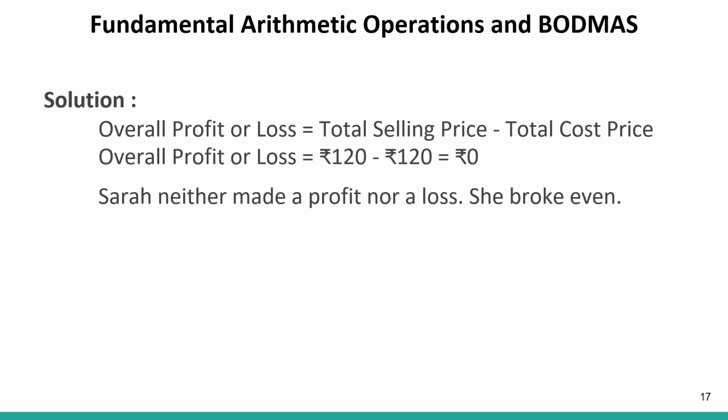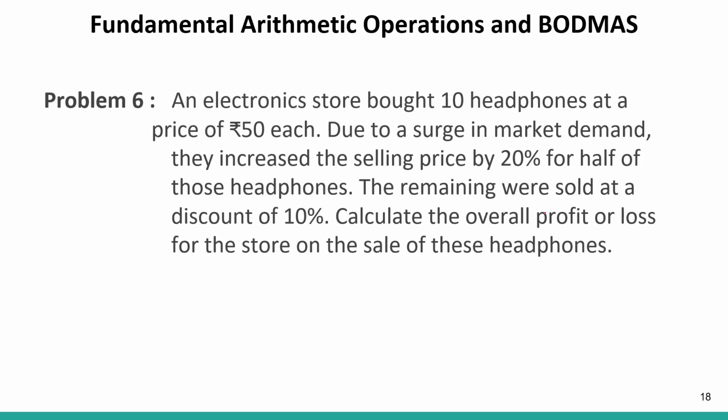So overall profit or loss is equal to total selling price minus total cost price. So it will be 120 minus 120, that is equal to 0. So she neither made a profit nor a loss. Okay, so she broke even. So let's see problem number 6.